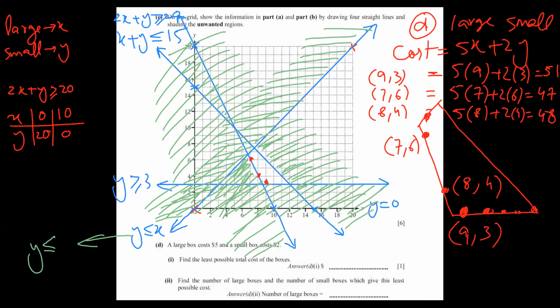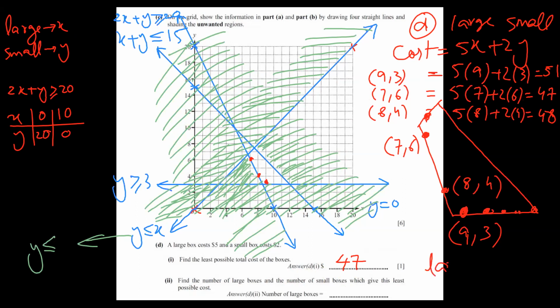And what is the question asking? What is the smallest cost? The least possible cost is coming $47. Alhamdulillahi Rabbil Alameen. But at the same time it asks to find the number of large boxes and number of small boxes which give us the least possible cost. So where does 47 come from? 47 comes from the middle option. And what is the X value? You can see the X value is 7. X stands for large. So the number of large boxes is 7.